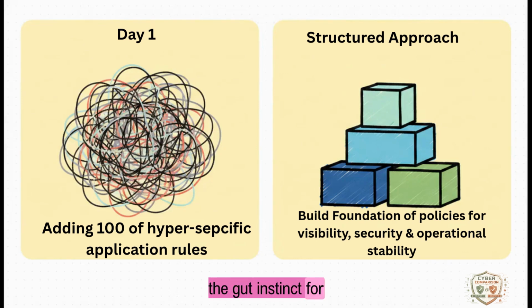And look, the gut instinct for a lot of us is to just jump in and write hundreds of hyper-specific application rules on day one. But actually, scratch that. Doing that is a complete trap. It just leads to absolute chaos, endless troubleshooting, and this ridiculously complex policy database.